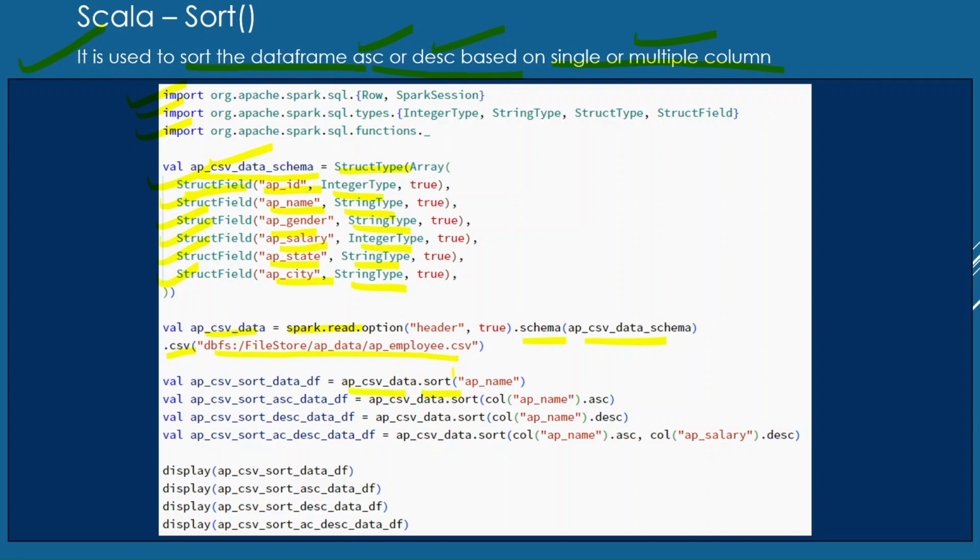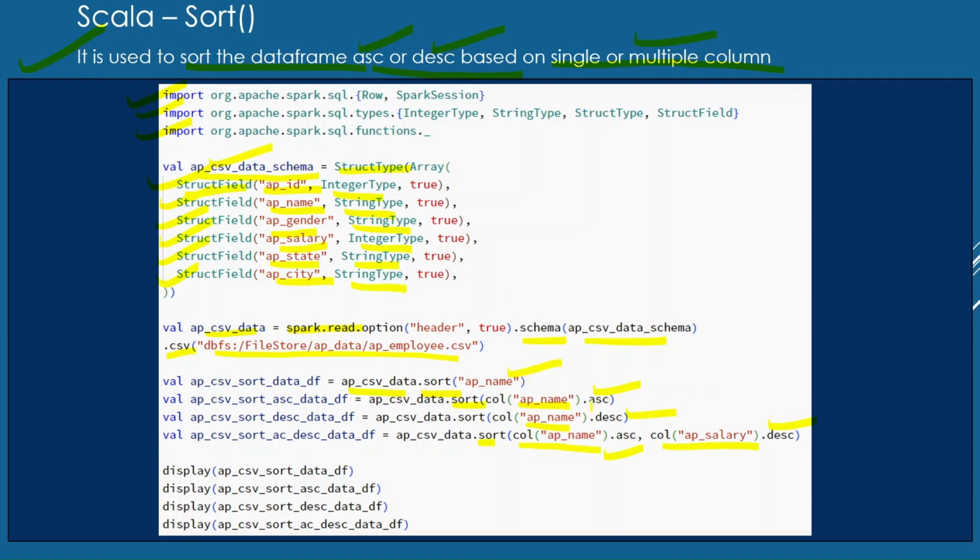It is sorting based on the AP name. Here it sorts based on the AP name in ascending order. Here it sorts based on the AP name in descending order. Here it is sorting based on 2 columns: one is AP name and one is AP salary. AP name is in ascending order, and AP salary is in descending order.